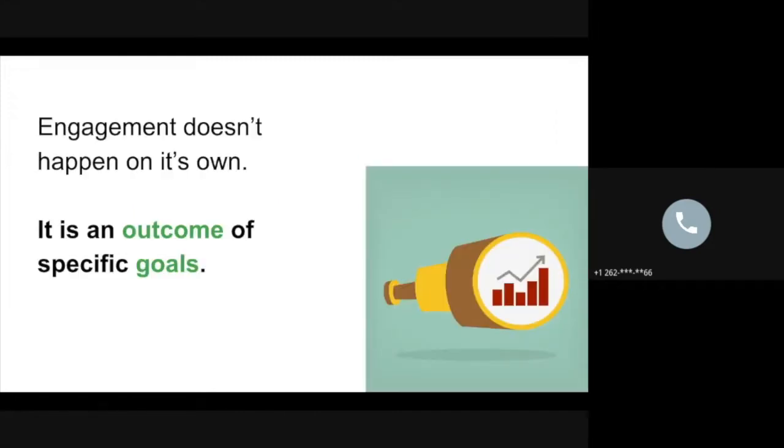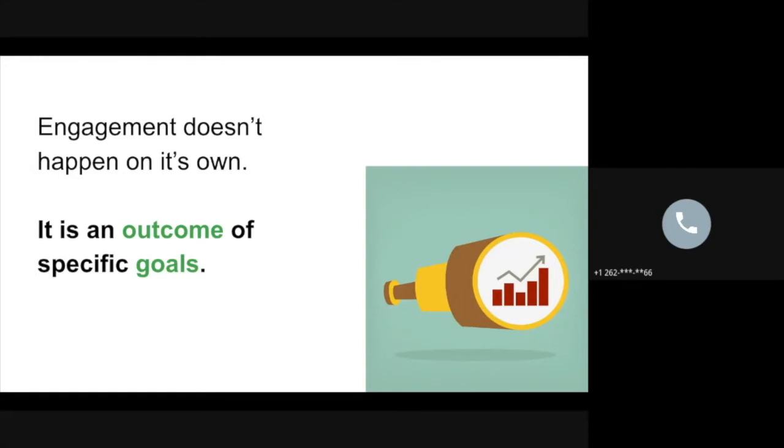So nice. Jenny, next slide. Engagement doesn't happen on its own. And today we are going to talk about very specific ways to design your goals around teaching, the instructional side of things, and how you design online learning environments to have high impact engagement be the outcome.